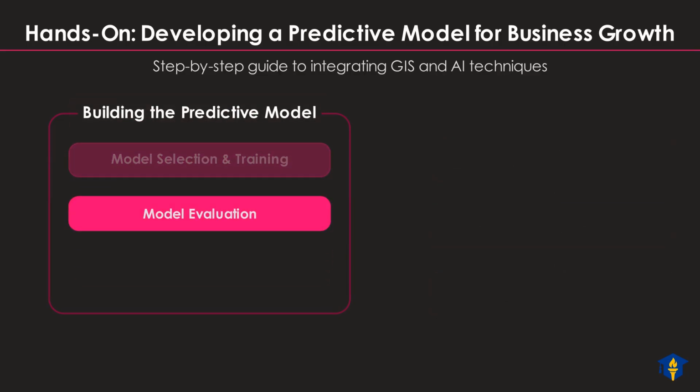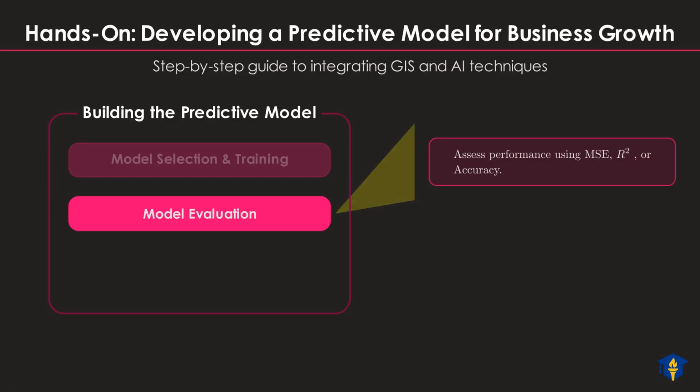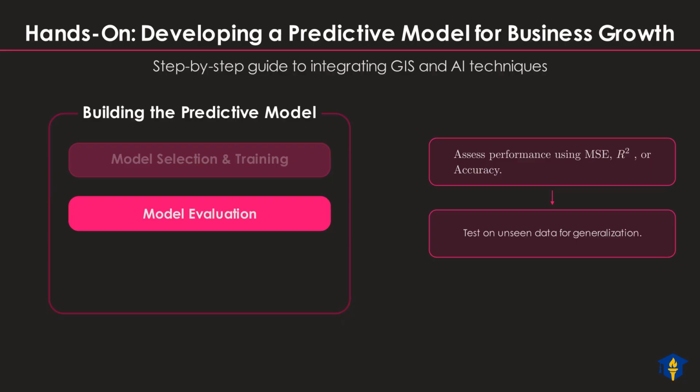After training, we proceed to the model evaluation phase to assess its performance. We assess its performance using metrics such as MSE, R-squared, or accuracy, depending on the model. We then test the model on unseen data to ensure its generalization capability and reliability.